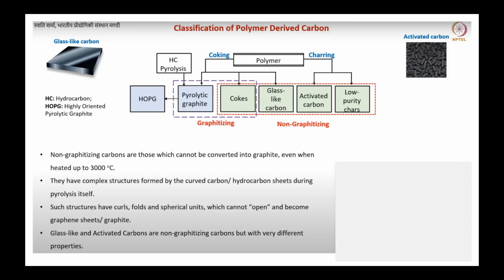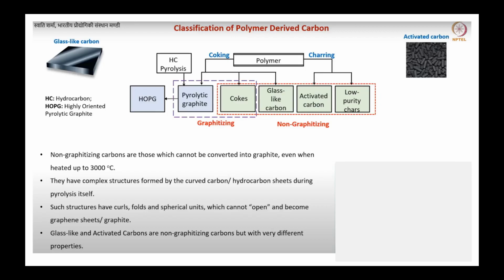So now here you can see the classification of the polymer derived carbon. There's a polymer. When you do the carrying, you will get the activated carbon and the low purity gas. And by coking, you will get pyrolytic graphite, coke, and the glass-like carbon. So this pyrolytic graphite and coke is your graphitizing. You will get that from the graphitizing, but the glass-like carbon, activated carbon, and the low purity chars are from non-graphitizing.